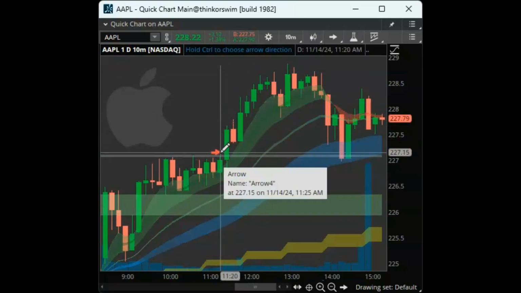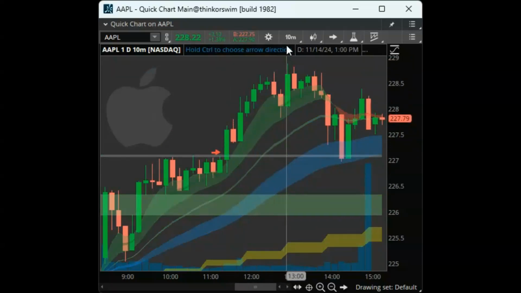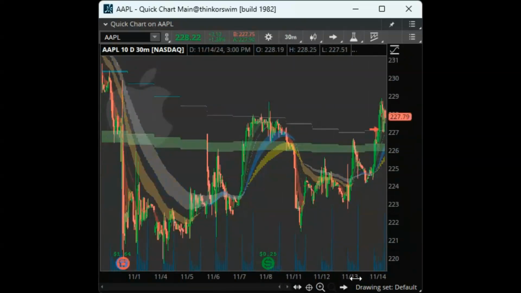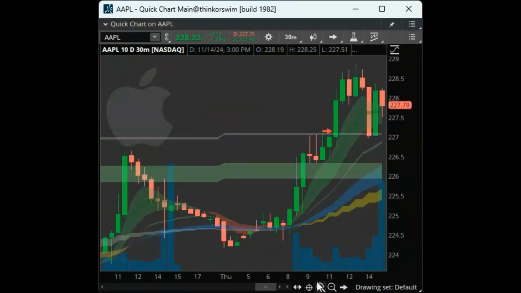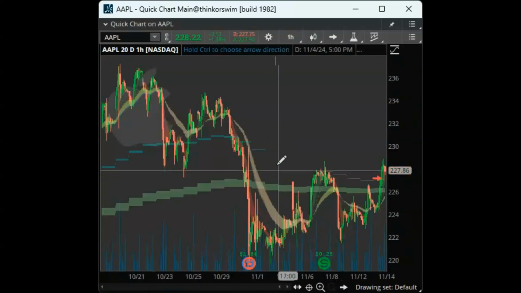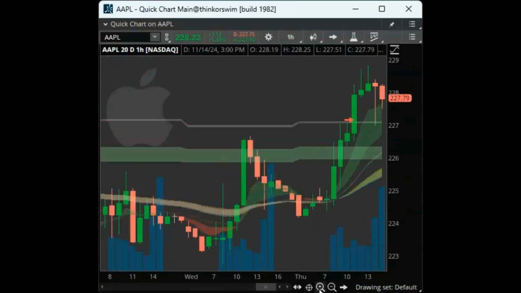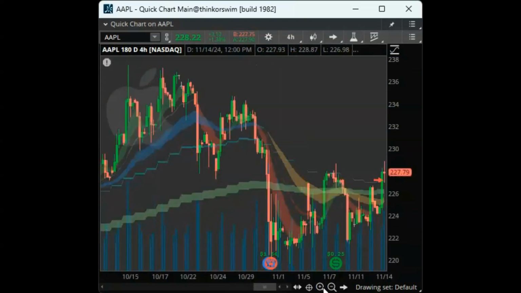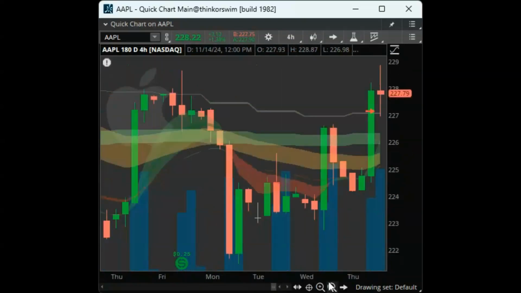So then the question would be, what are your next targets? Mind you, I just put this right here to show where it broke. So let's go to the 30-minute. The 30-minute was bullish too. So then you have to go to an hour. The hour was bullish. So then we have to go to the 4 hour to get targets. And in this case, they're all bullish. So then you'd have to go to the daily.